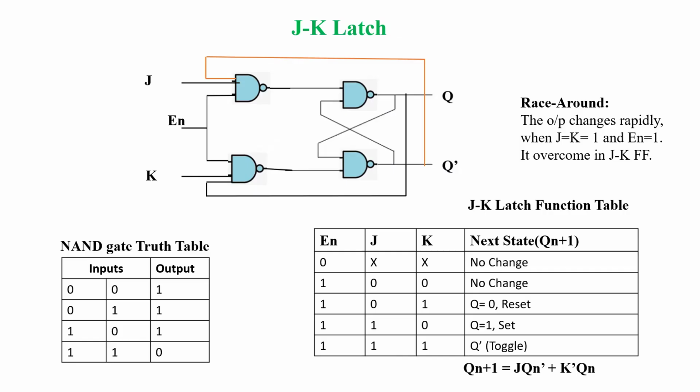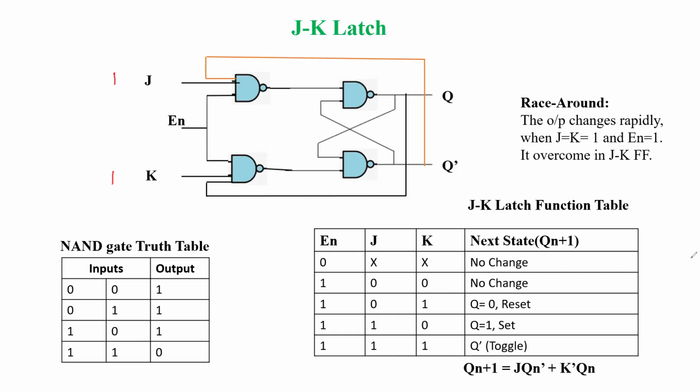Here the output is going to change rapidly. Q and Q dash both are going to change rapidly when inputs J and K are both 1. That is called the race around condition, when J is 1 and K is also 1. In that case, the outputs are changing rapidly.